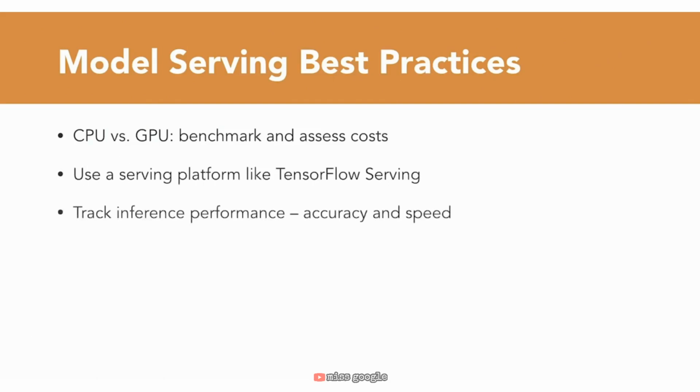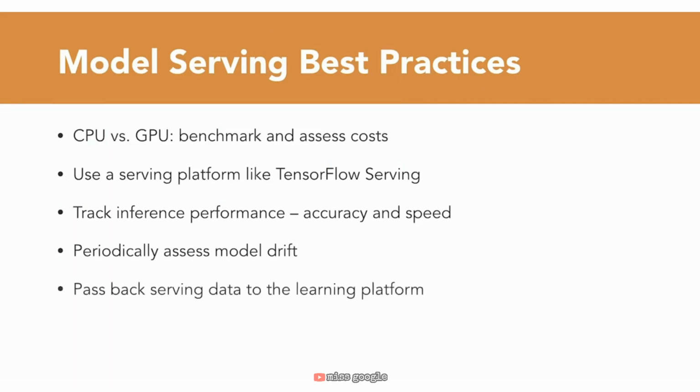It is important to track model inference or prediction performance over time. Both accuracy and speed of predictions should be tracked to ensure that they continue to perform as desired. Model drift happens when models lose accuracy due to new types of real-time data. Model drift needs to be tracked and assessed. Pass back serving data to the learning platform. This provides feedback on model performance as well as new data for the model to retrain.